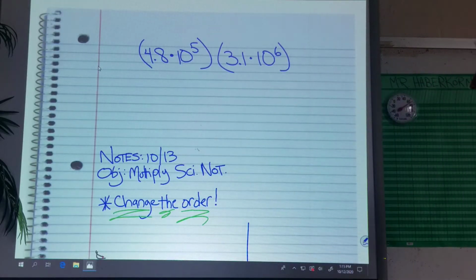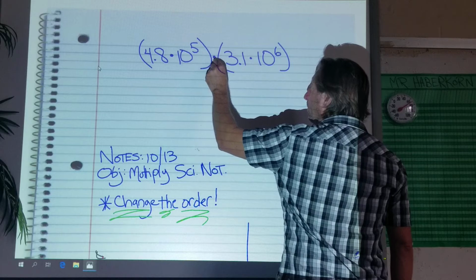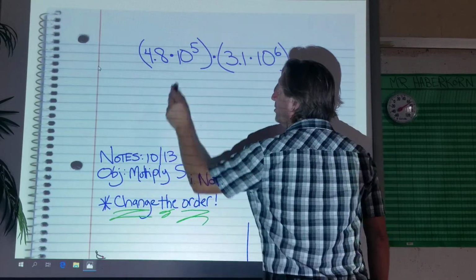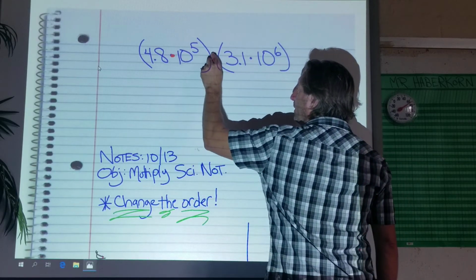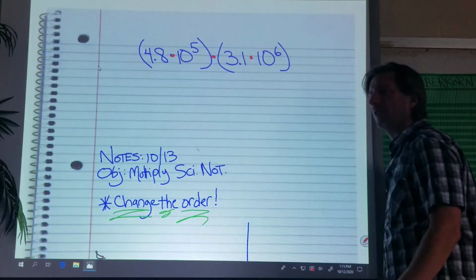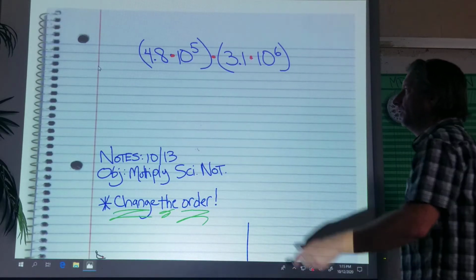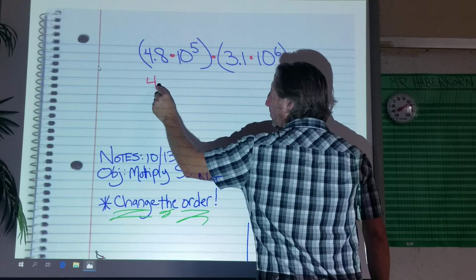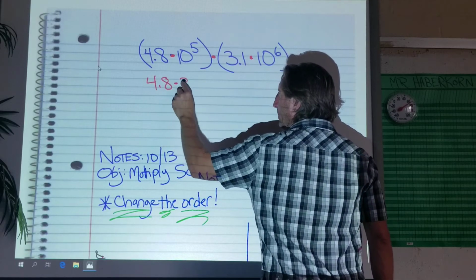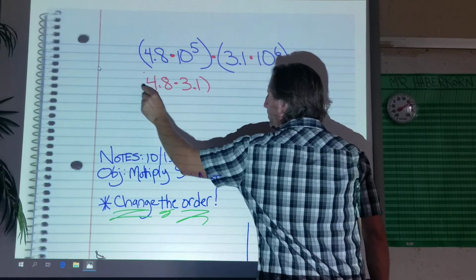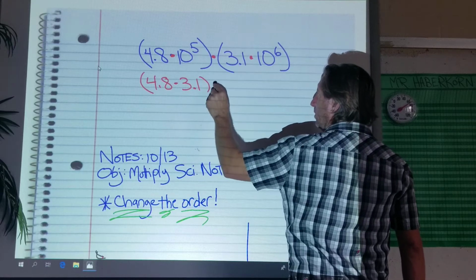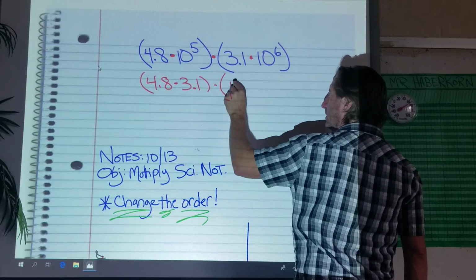All right, so we look once again. This is all multiplying, right? Multiply, multiply, multiply. There's no adding or subtracting. So I can change the order. So I'll put the 4.8 times 3.1 over here. It's these two. And I'll put the 10 to the 5th and 10 to the 6th over here.